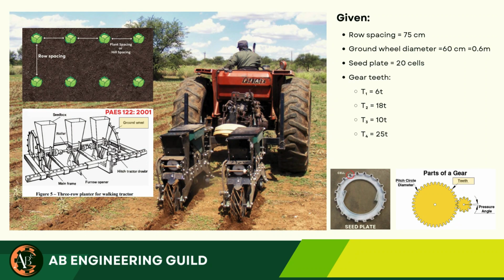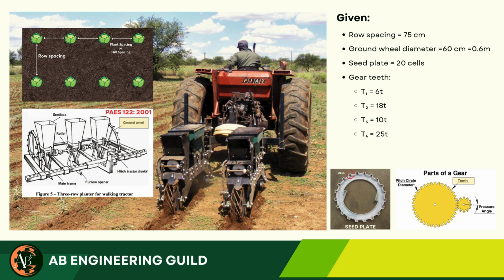Let's summarize the situation, guys. We're working with a corn planter, and our goal is to determine the hill spacing. That's the distance between seed hills along the same row. To do this, we need to understand how the planter's components work together. The ground wheel drives the seed metering mechanism, the seed plate rotates to drop seeds, and the gear train controls how often the seed plate turns. Each cell on the seed plate holds one seed, and gear teeth transmit motion between gears. These parts all influence how far the planter travels before dropping the next seed.